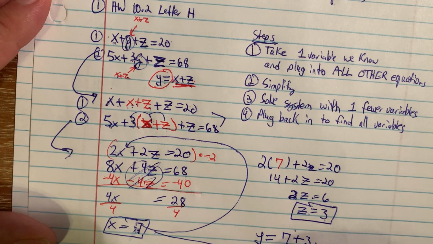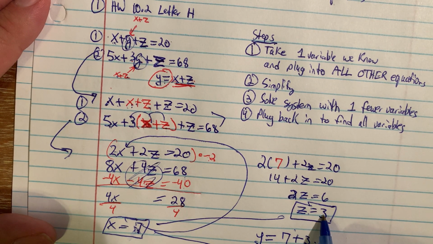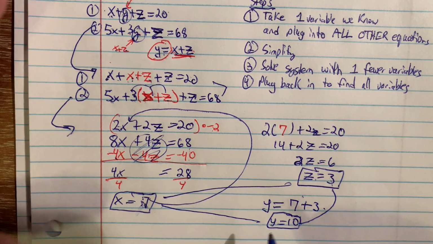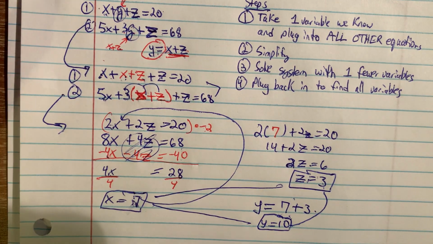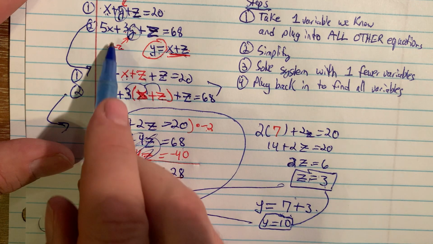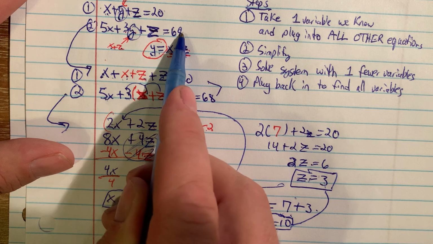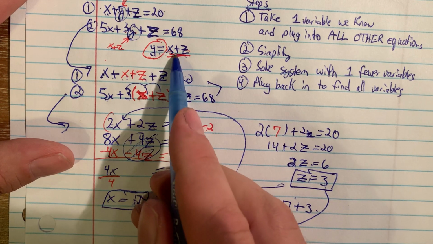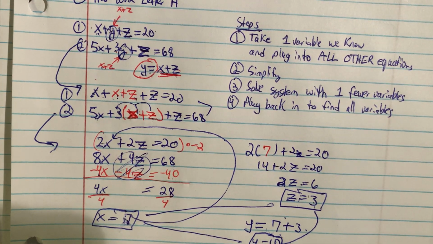And this is the solution of the system of equations. X is 7, y is 10, and z is 3. If I plug in these 3 variables, it will make all 3 of the equations true. 7 plus 10 plus 3 is 20. 5 times 7 plus 3 times 10 plus 3 is 68. And 10 equals 7 plus 3. So for these values of these variables, both the equations are true.